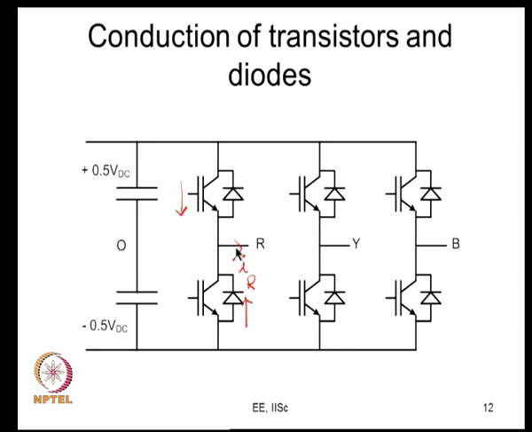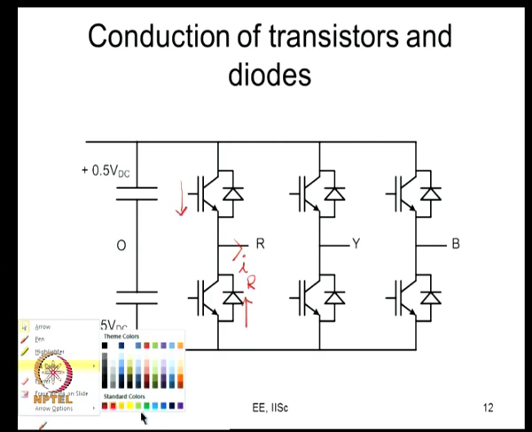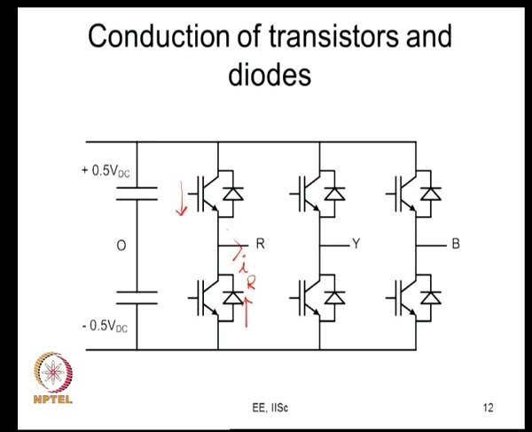Let us call this the positive direction of current. Sometimes the load current could be negative, that is, it could be in the opposite direction. Let me just mark that in a different color. So, let us say this is the load current. So, who will conduct this load current? It is either the bottom transistor or the top diode.